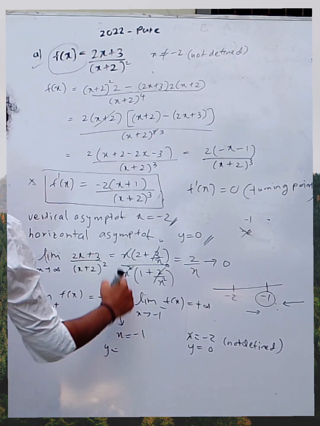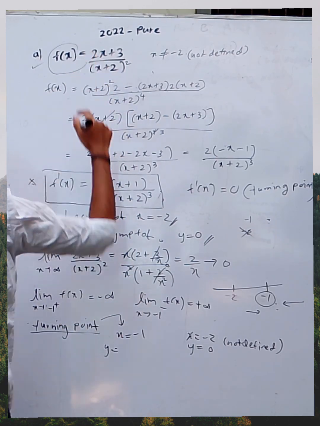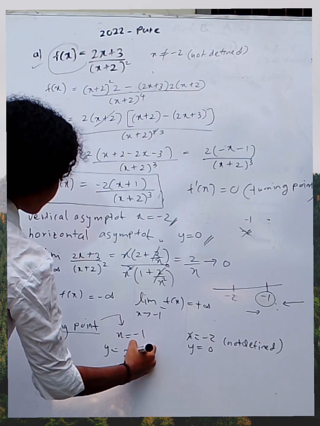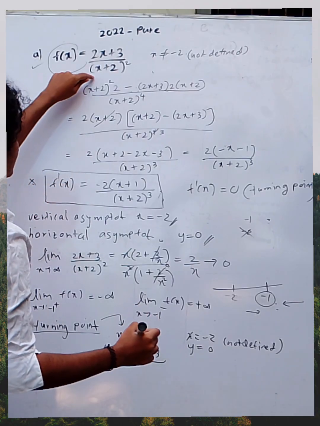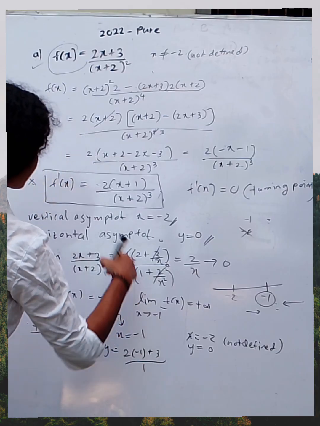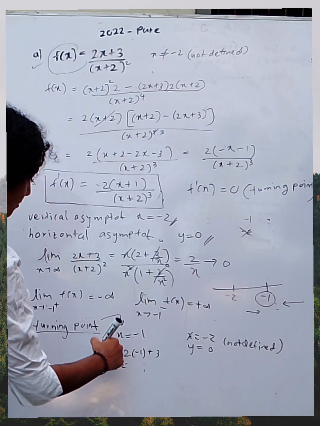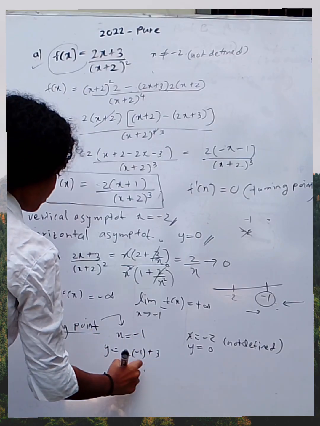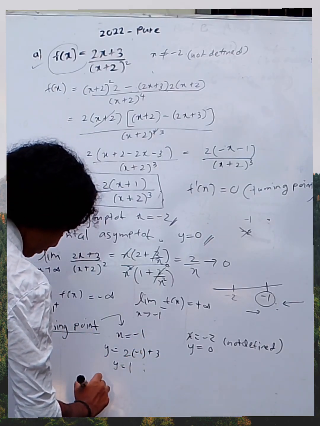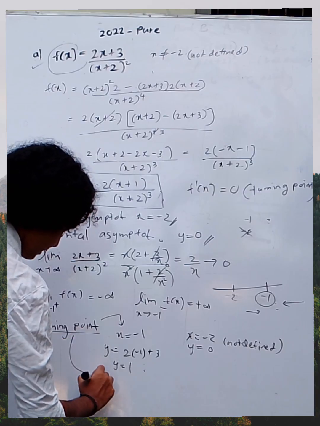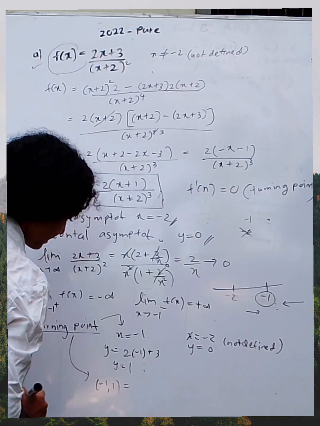So once you substitute minus 1 into the x places, 2 into minus 1, going to minus 1 plus 3, minus 1 plus 2 is just 1, 1 squared is 1, so no need of that one. My y value is minus 2 plus 3, which is just 1. So what will be my coordinate? My coordinate, or the turning point, is minus 1, 1. That is my turning point.